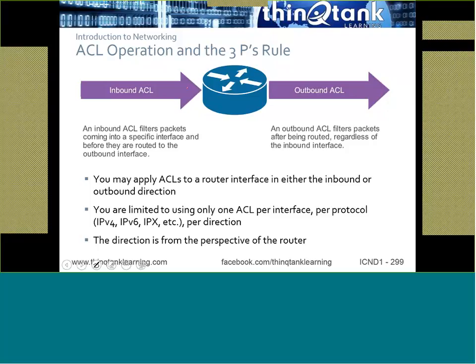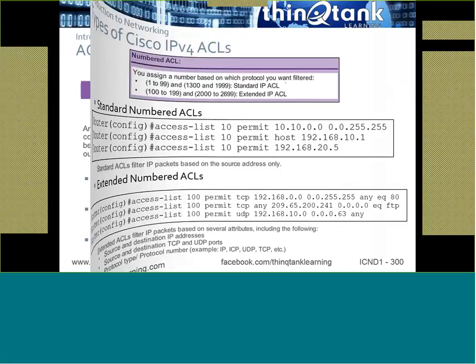Also, when we talk about direction, it's from the perspective of the router. Direction is from the perspective of the router, not the network. So inbound is coming into the router, outbound is leaving the router. Some people get confused. They think from the perspective of the host, and that's not always the case. Well, it's never the case in terms of an access list.